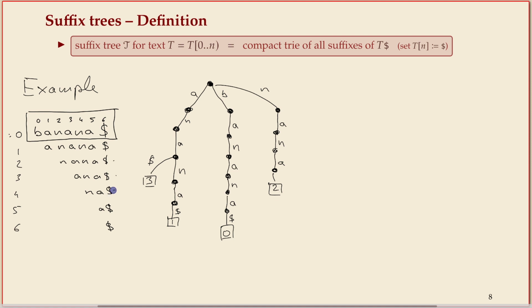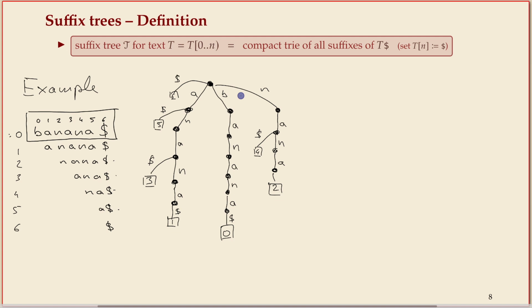So if you insert NA, we go NA already in there. So we just add a new edge for the dollar symbol. Then 5, A, and then the dollar. And for 6, we just have the dollar. So that example also shows how the trie makes use of repeated parts in this text.